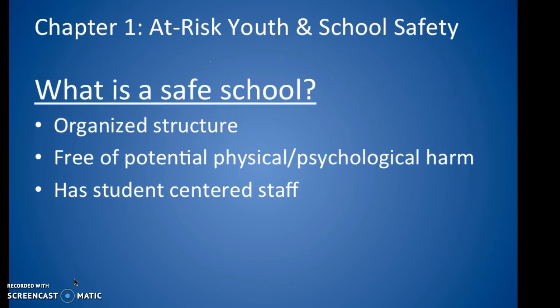Chapter 1, At-Risk Youth and School Safety. So, what is a safe school? Think of three main components: an organized structure, free of potential physical or psychological harm to any students or staff, and is, of course, student-centered.